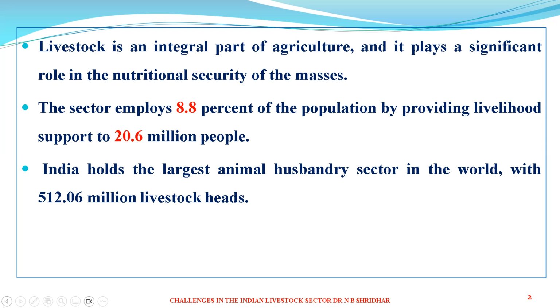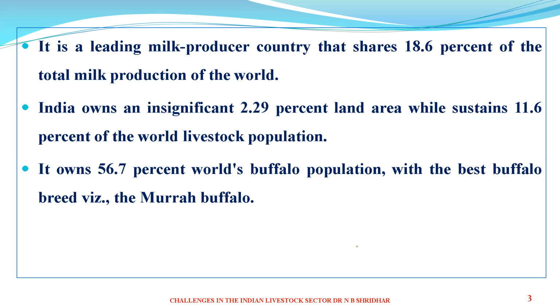As usual, livestock is an integral part of the Indian agriculture system, and it plays a significant role in the nutritional security of the total mass. The sector employs about 8.8% of the population, providing livelihood support to about 20.6 million people. India holds the largest animal husbandry sector in the world, with 512.06 million livestock heads. It's not a small thing.